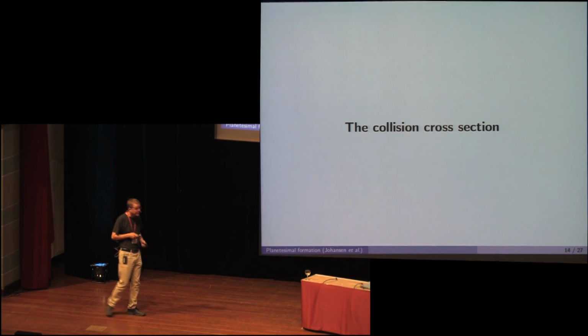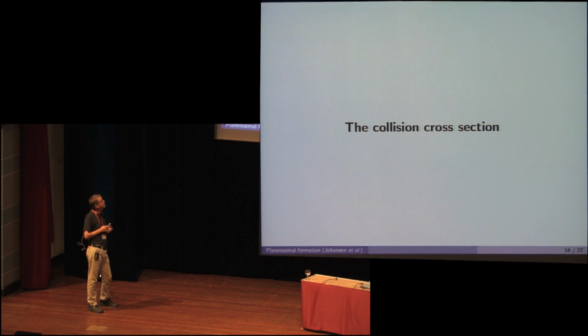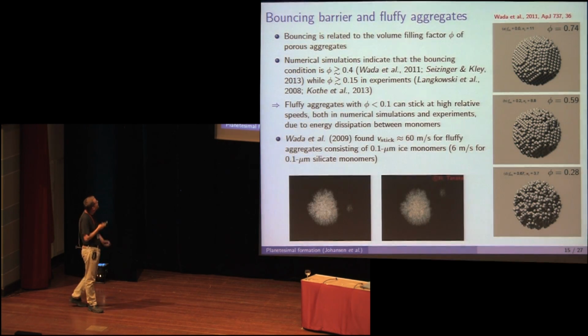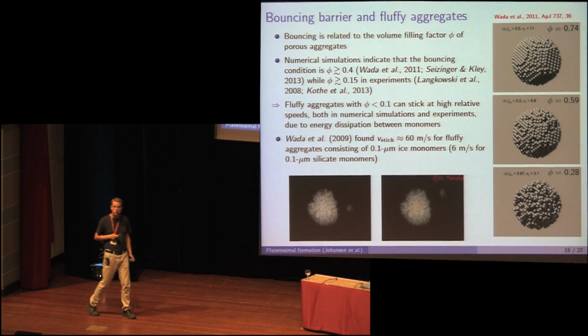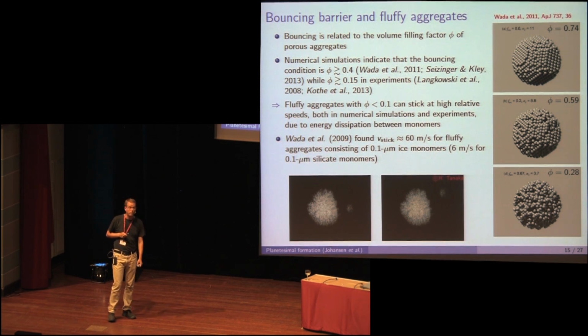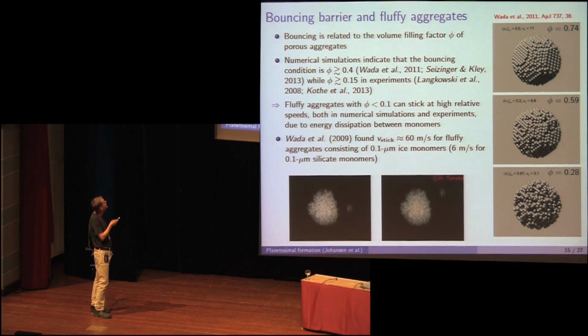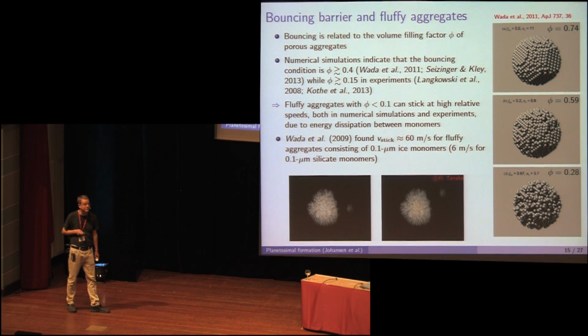Okay. The next point of major progress since the last Protostars and Planets review, the collision cross-section. Because bouncing may not occur at all if the particles are porous enough. So if the filling factor phi of the particle is low enough, you may not have any bouncing, you may have sticking instead. And these are 3 different particle aggregates which have been assembled by Ward et al. 2011 in a computer. One with a filling factor of 0.74, one with 0.59, and one with 0.28. And numerical simulations indicate that for the bouncing conditions, this phi should be larger than 0.4. So this one will bounce, and this one will bounce, but this one might stick to another particle.